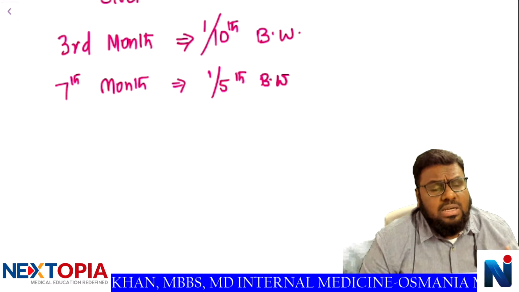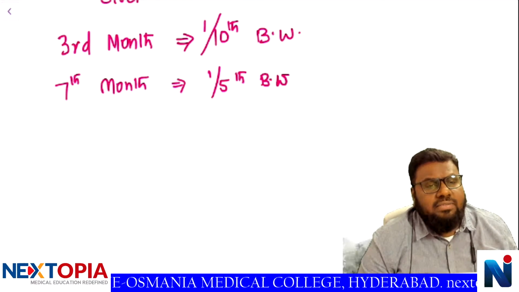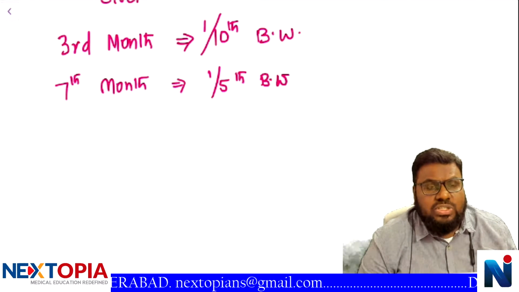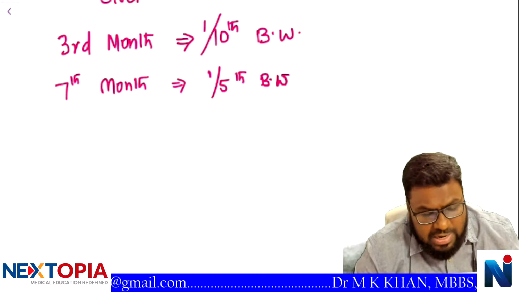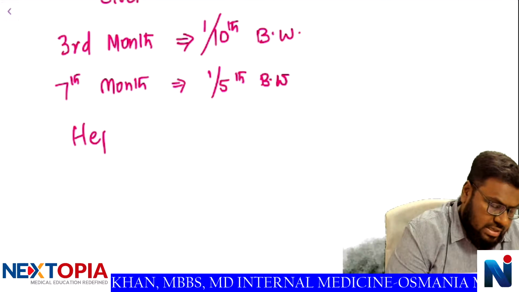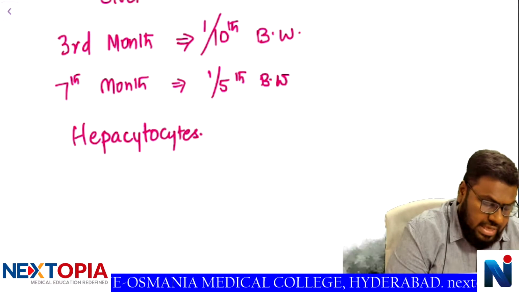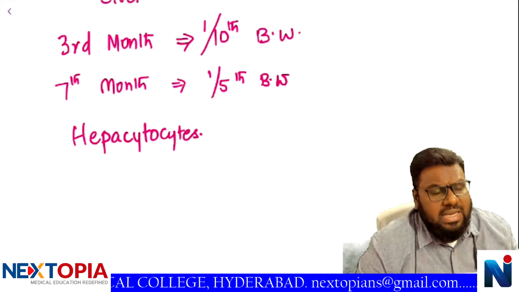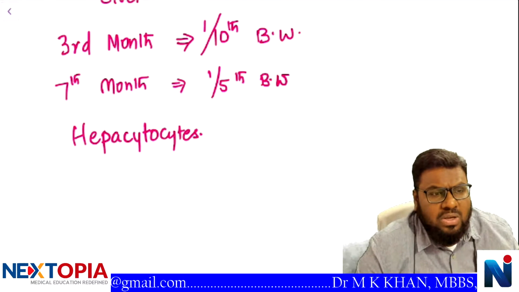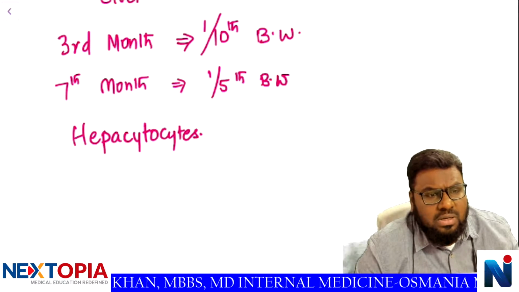What happens here is the terminal portions of the right and left branches of the pars hepatica divide to form what is known as the hepatocytes. Hepatocytes are the functional and anatomical unit of the liver. These are small cuboidal, hexagonal cells, and they are arranged in plates, in layers, which we call laminae.